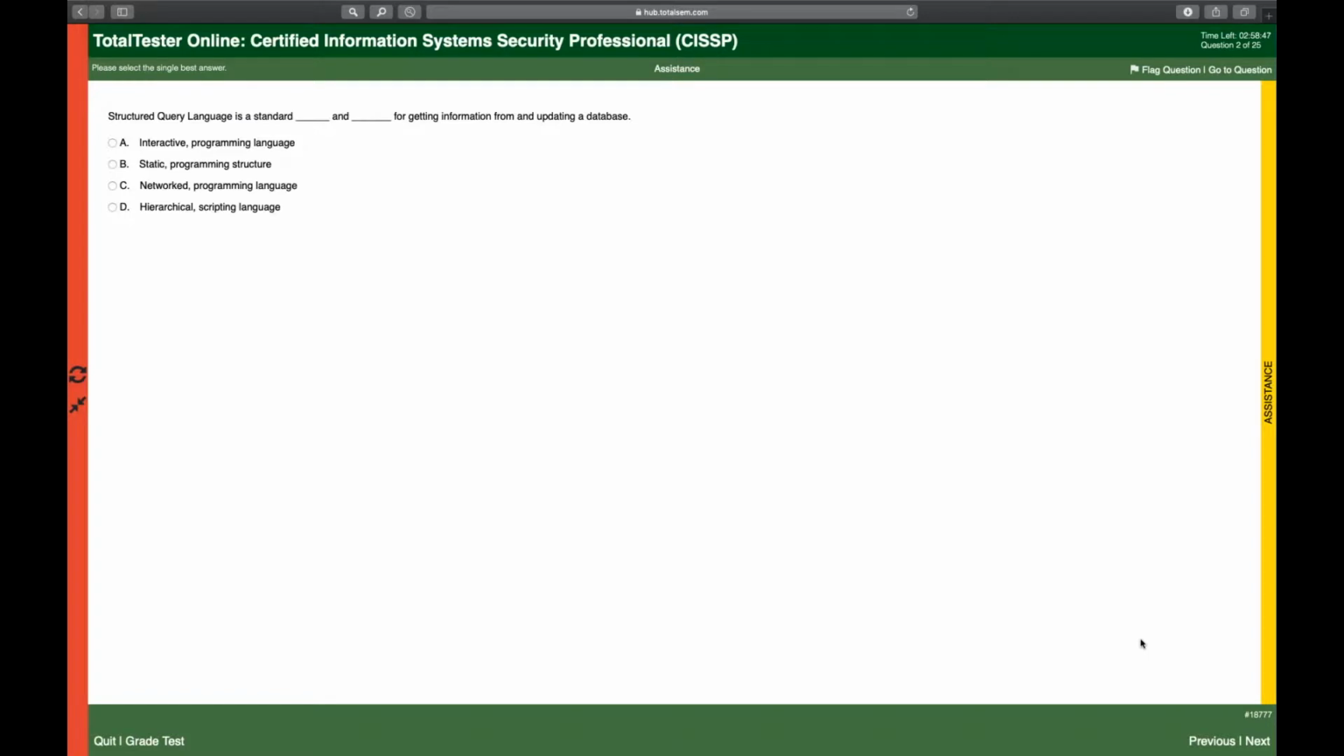All right, question number 2. Structured query language is a standard blank and blank for getting information from and updating a database. Structured query language.